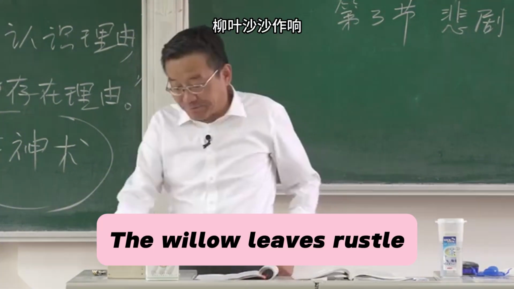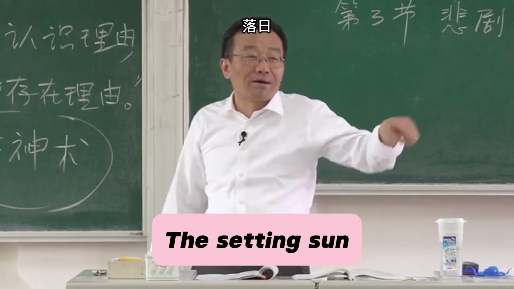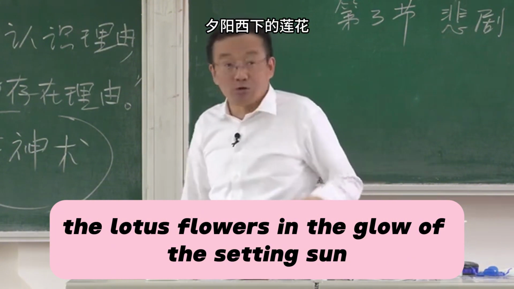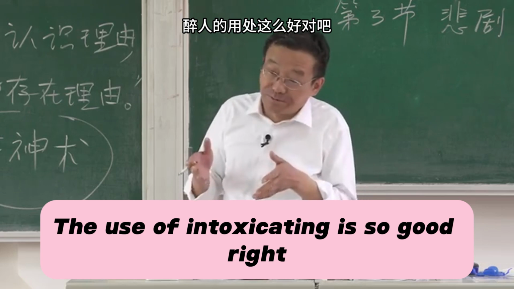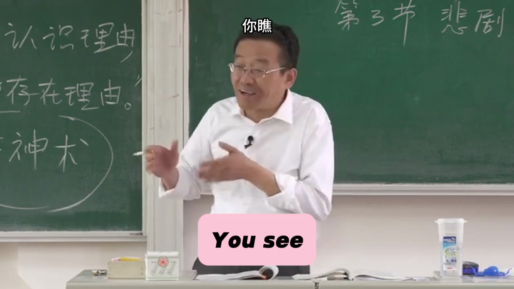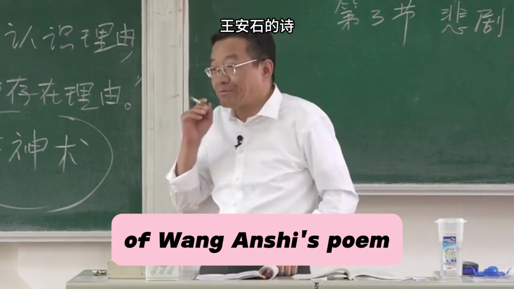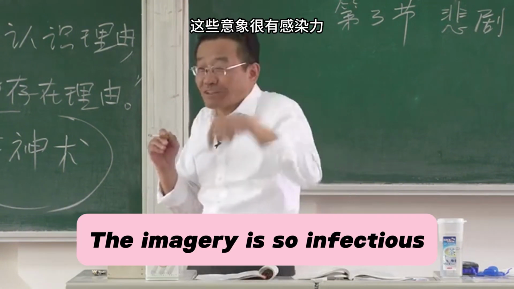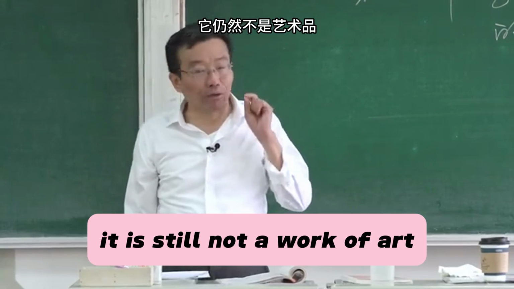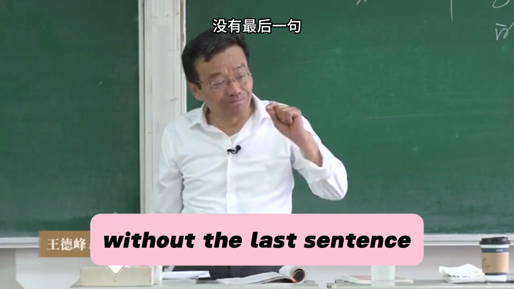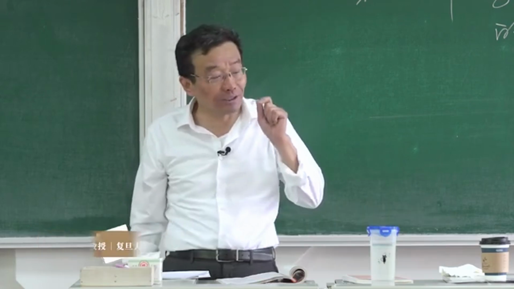The willow leaves rustle, the cicadas in the dark green, the use of dark is so good. The setting sun, the lotus flowers in the glow of the setting sun, so red and intoxicating. The use of intoxicating is so good, right? You see. All of this can be seen as the artistic evaluation of Wang Angshi's poem. The imagery is so infectious, right? But even with so much vivid imagery, it is still not a work of art without the last sentence. It would not be a work of art, but just a very well-crafted piece.